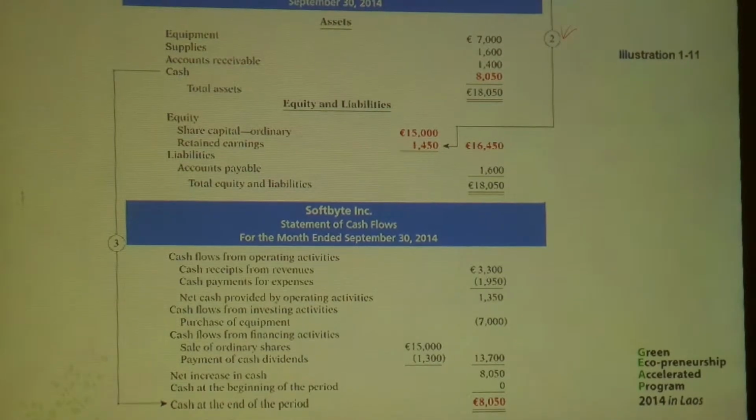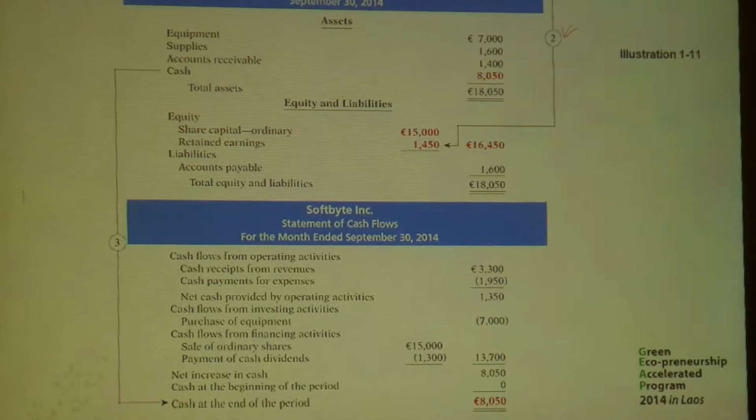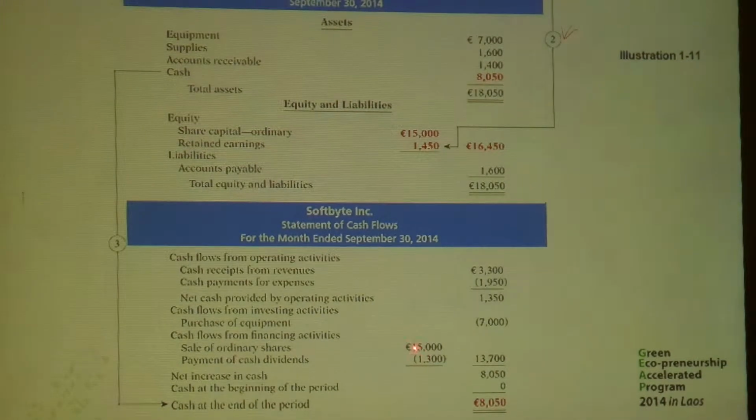Okay. Now the next one is this one. Cash from financing activities, 15,000. This 15,000, the company sold the stock to the stakeholders, Ray and Barbara Neal, right? Okay, then this 1,300 over here. This $1,300 is a dividend paid to Neal, Ray and Barbara Neal, right?